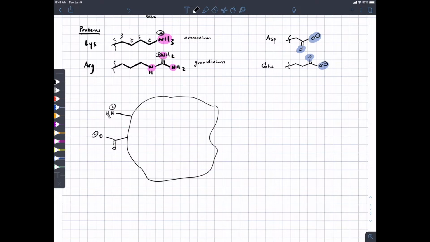Now, remember what we know about whether there's an interaction between two charges and how strong it is. That's going to depend on a couple of things. It's going to depend on the distance between the two charges, and it's going to depend on the dielectric constant of the medium, and it's going to depend on the ability of the solvent to surround individual ions and interact with them.